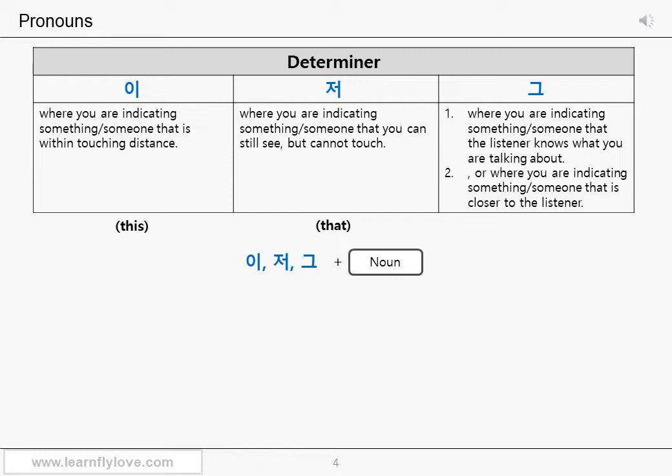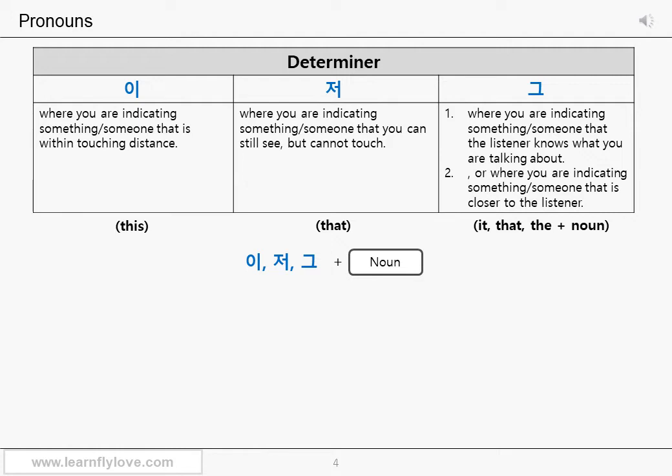그 has two different usages. First, 그 can be used to indicate something or someone the listener already knows what or who it is. So it's very similar to English it or the plus noun. Second, 그 can also be used to indicate something or someone that is closer to the listener than to you.